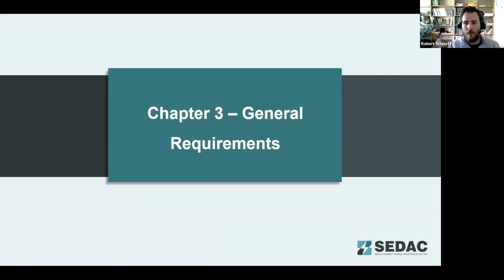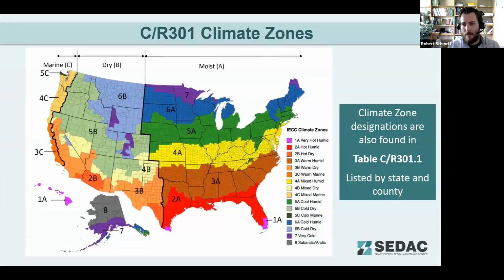Speaking of Chapter 3, we'll go ahead and jump in. Chapter 3 contains general requirements. We're going to walk through a few of those now. The first general requirement is the climate zone map. This is contained in section C or R 301.